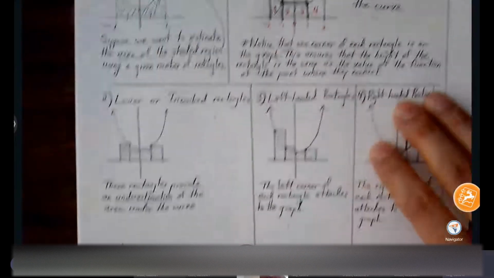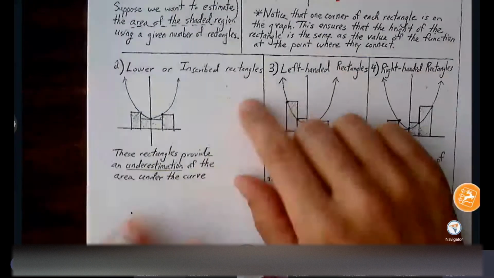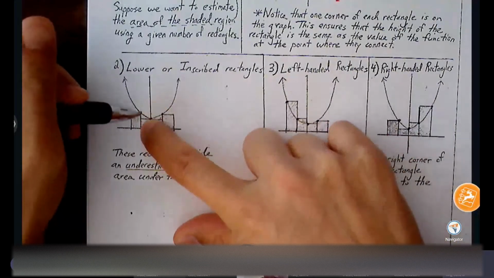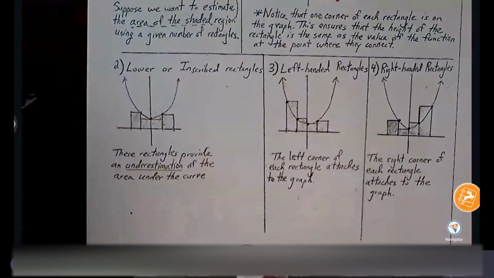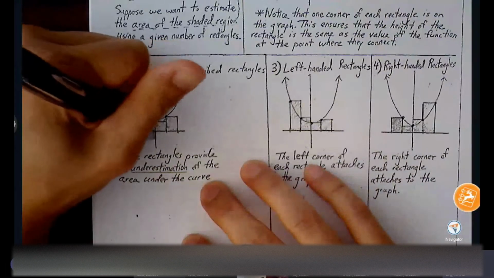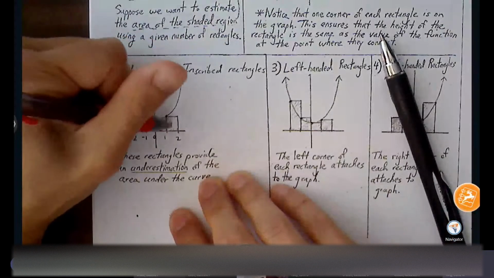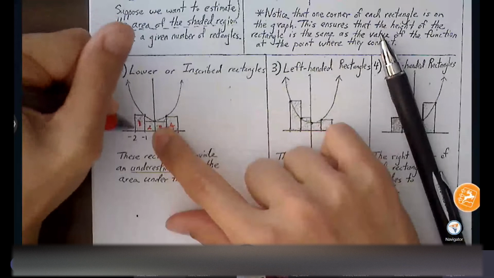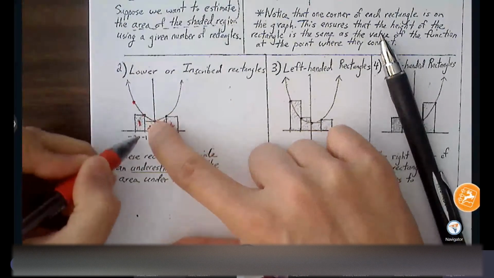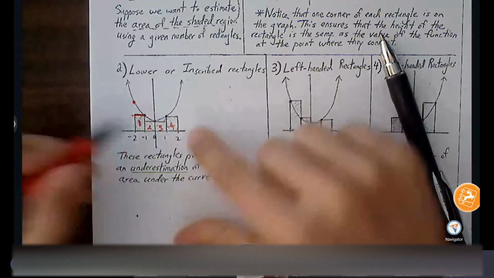Now with lower or inscribed rectangles, this is where we're purposely choosing the lower of the 2 points on the curve and letting that be the height of each rectangle. So again, let's go from -2 to -1, 0, 1, and 2. First, second, third, and fourth. So between f of -2 and f of -1, I want to choose the lower of the two heights. So f of -1 is the lower height, so that's going to represent the height of my first rectangle.